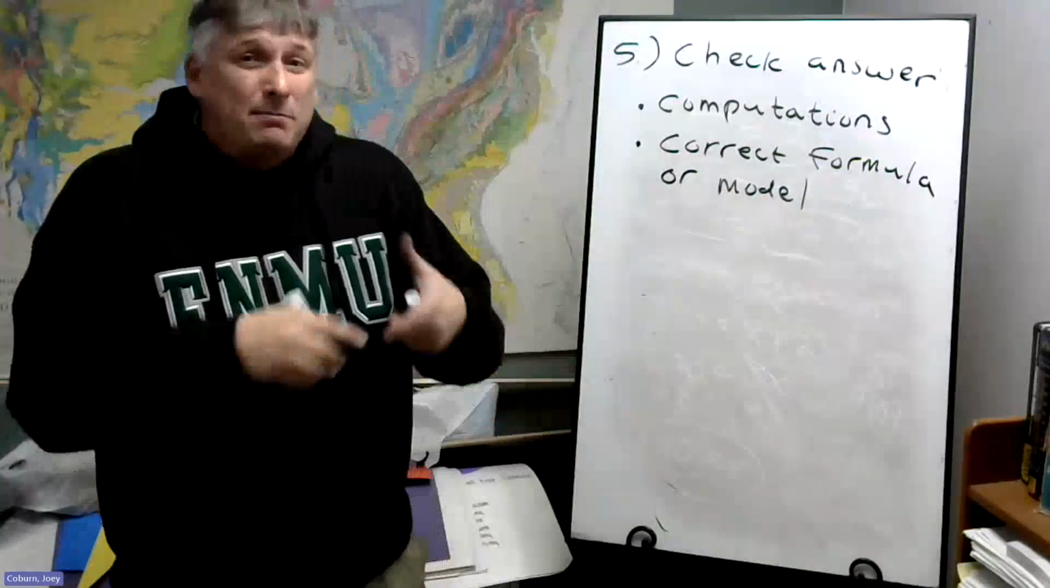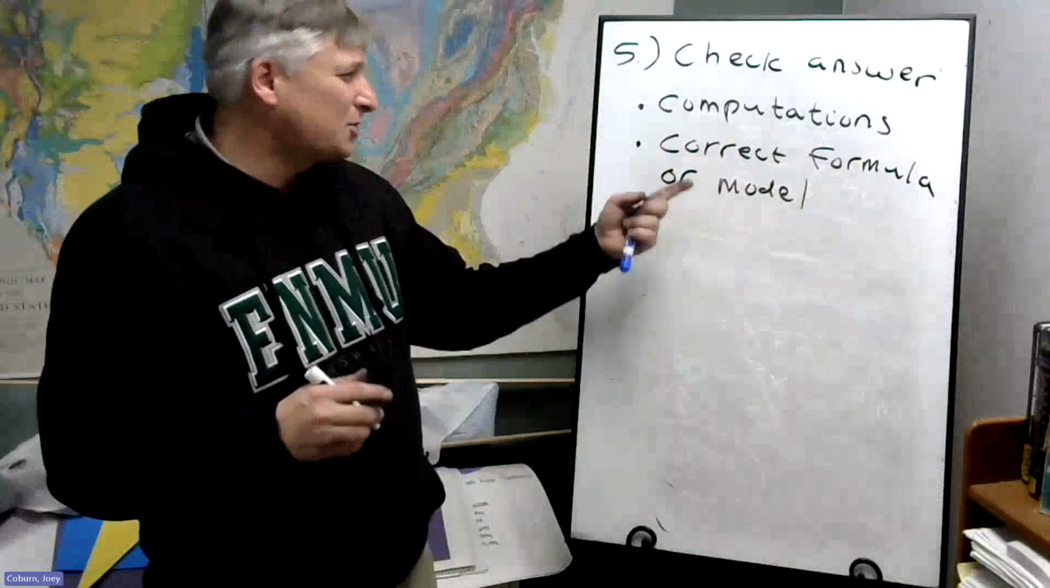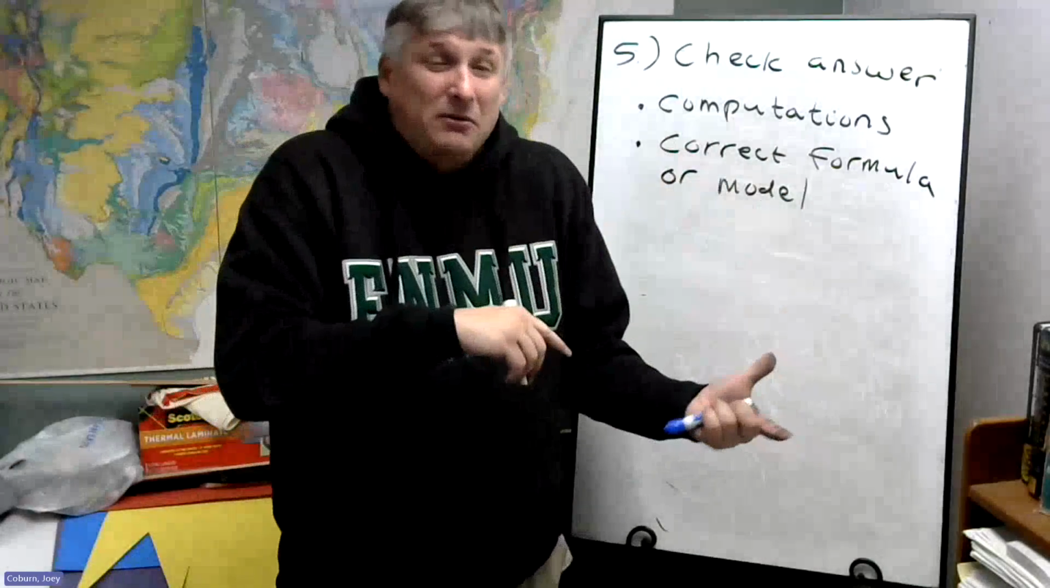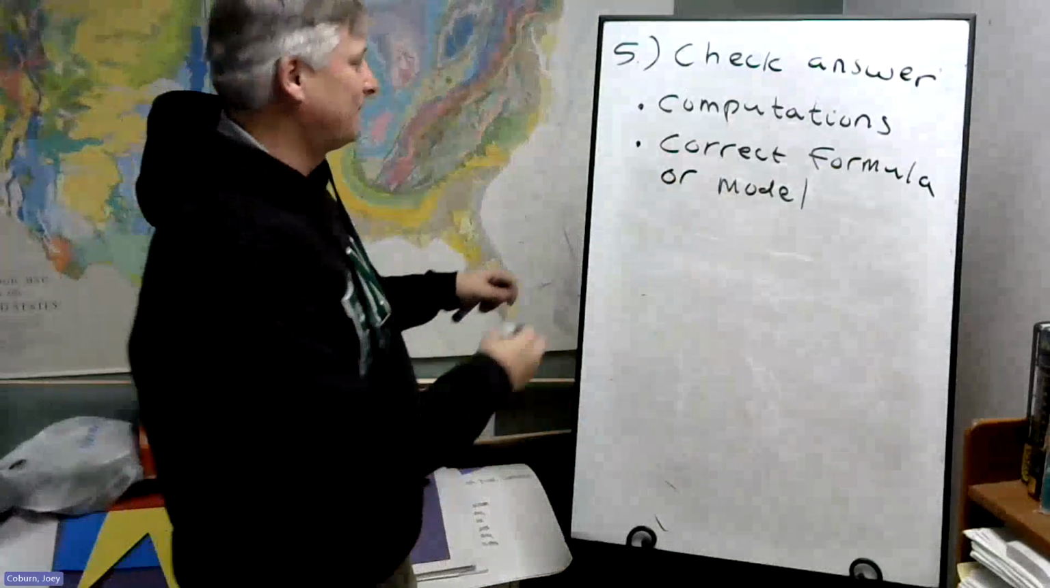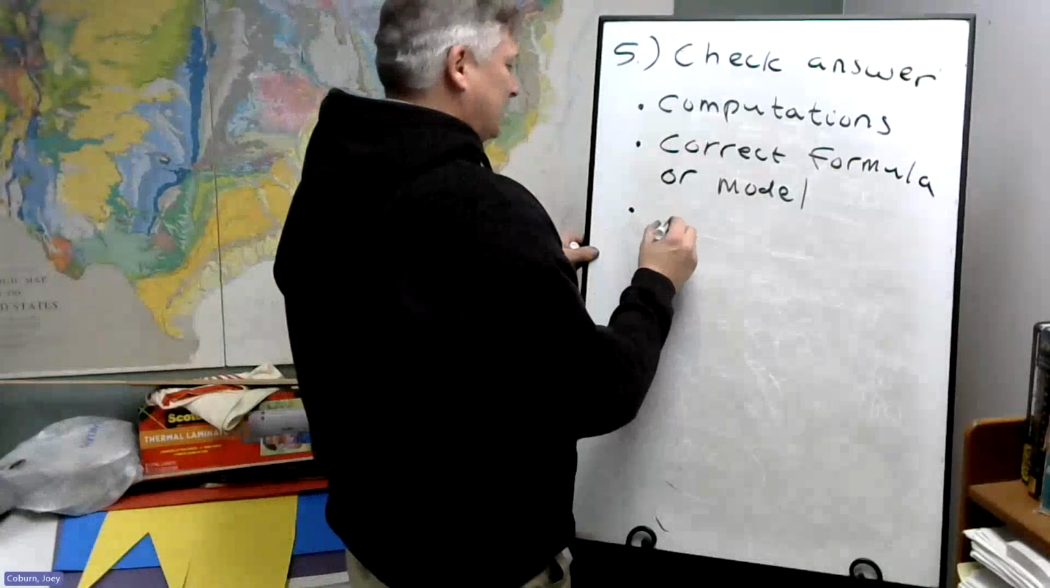Now for the model, that might be a picture that we draw to get a formula out of. And you might want to double check that picture. Does it make sense? Or, ooh, I drew this and I left something out and I've got to deal with that. Lastly, does the answer make sense?